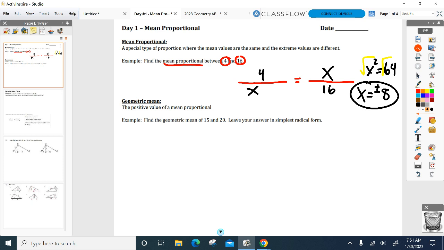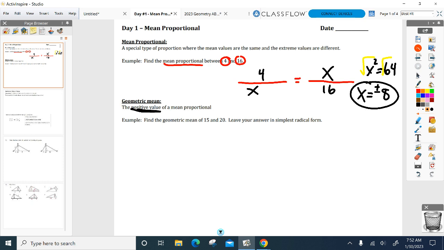But as you know, we're going to be working with triangles. And can I have negative side lengths? No, I cannot have negative side lengths. So most likely what we're going to stick to is what's called the geometric mean. That's the positive value of what we just found. Forget the plus and minus. Just give me the positive value.